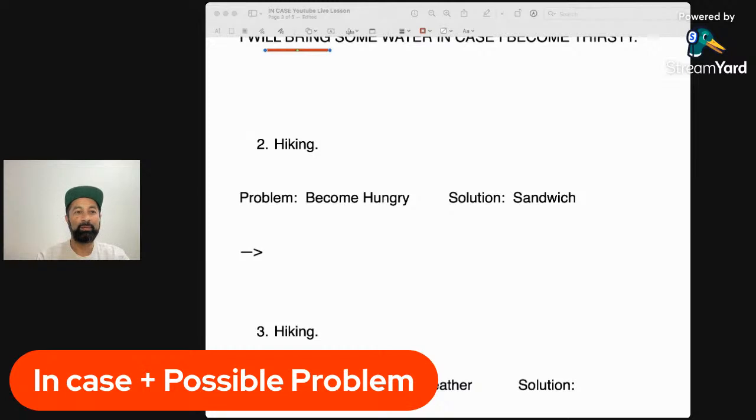So remember, the situation is you're hiking. The possible problem is you become hungry. What's the solution? Sandwich. And there can be many verbs for using sandwich here. So let's hear what your sentence is.